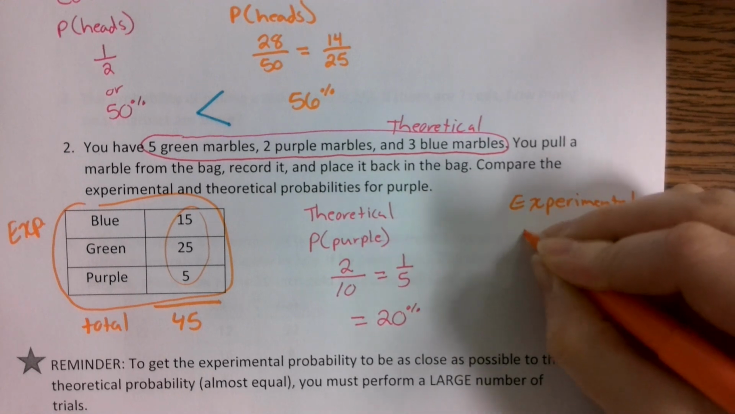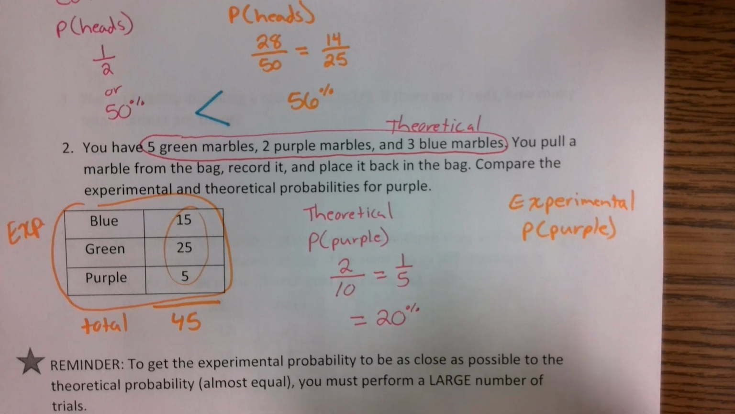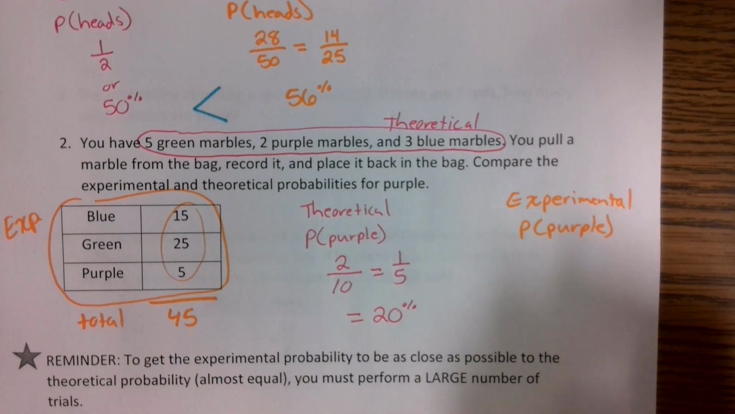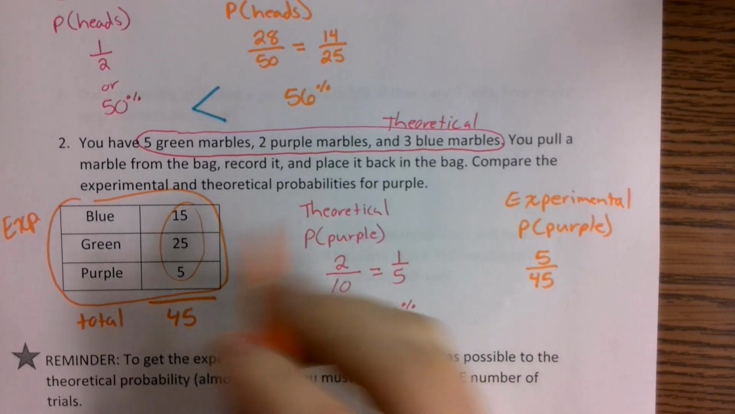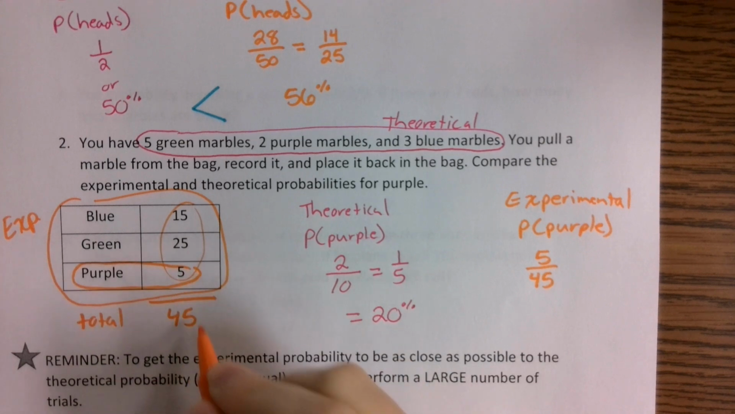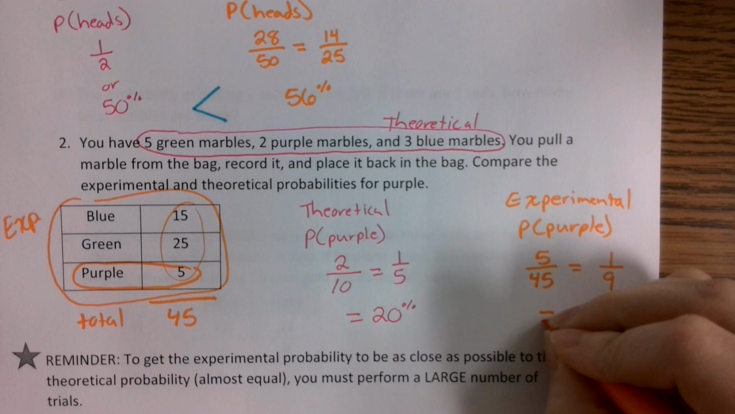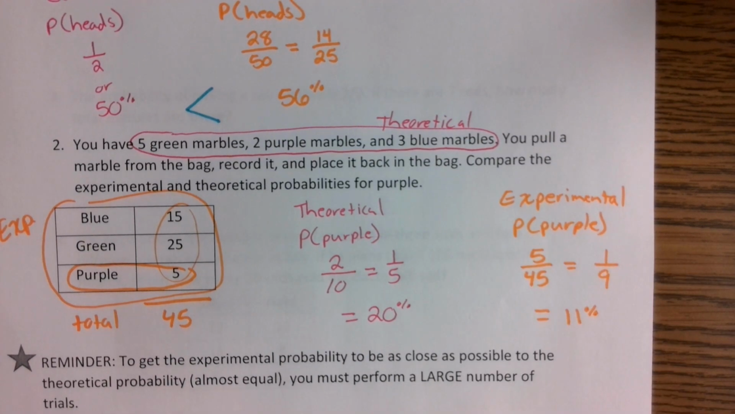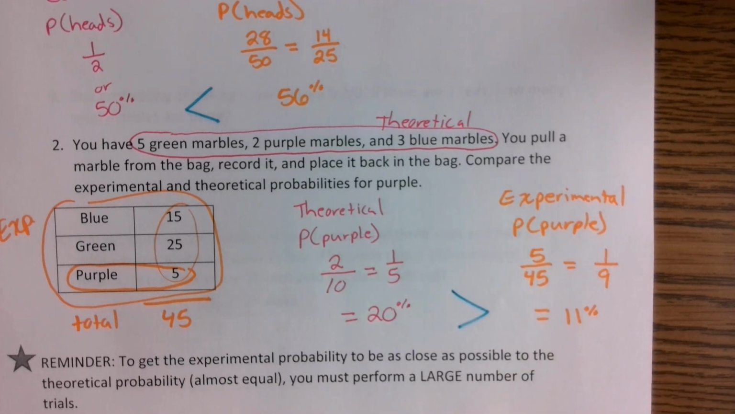For the experimental probability of pulling a purple, how often did I pull a purple out of the bag? 5 times. Out of how many total? 45. We pulled this 5 times out of 45, which can simplify to 1 out of 9, which is equal to 11%. So in this case, theoretical probability is greater. The theoretical probability happens to be greater than my experimental probability. We're just making those comparisons.